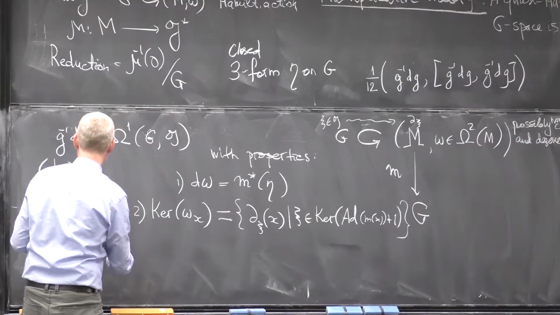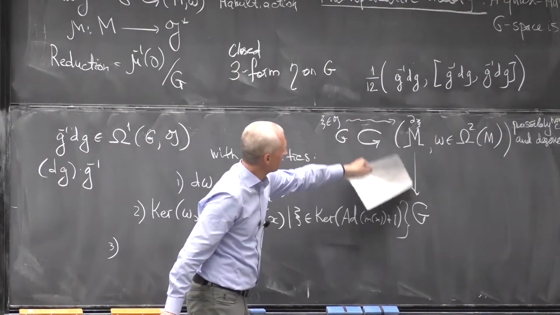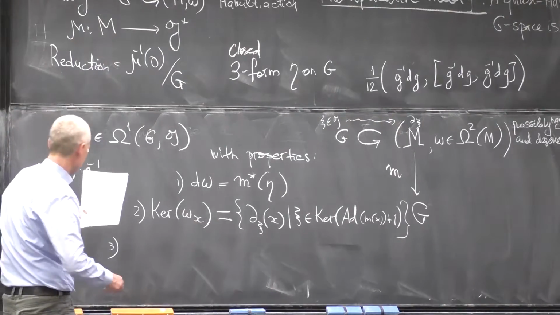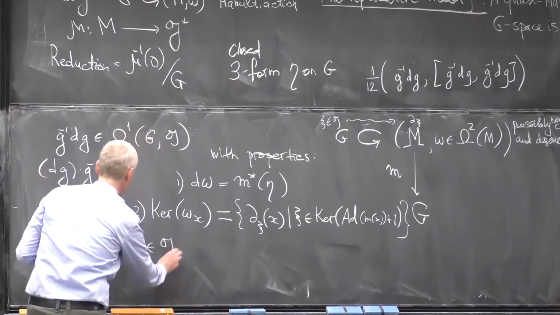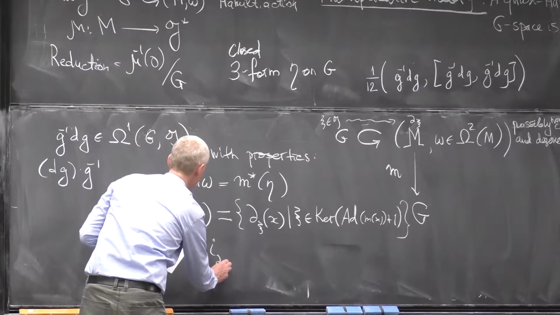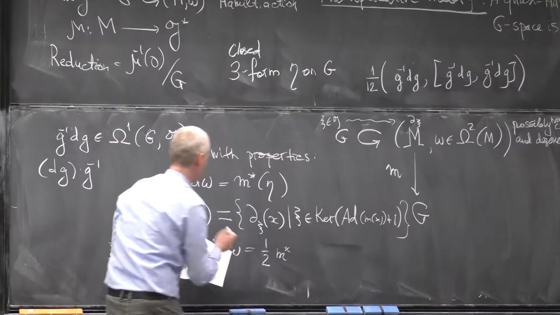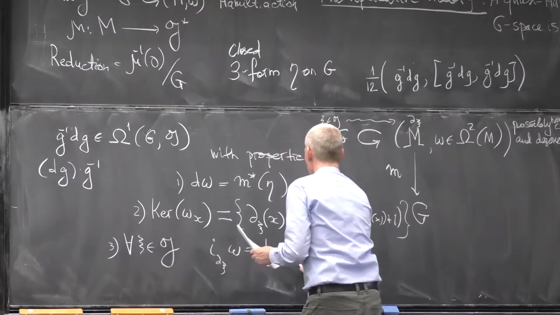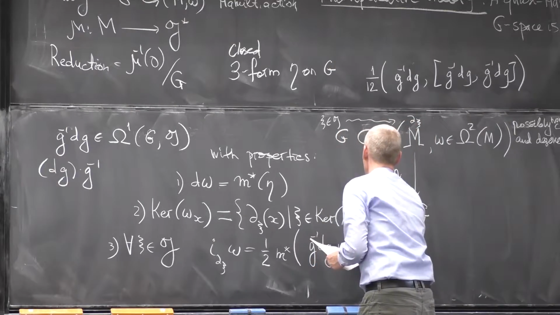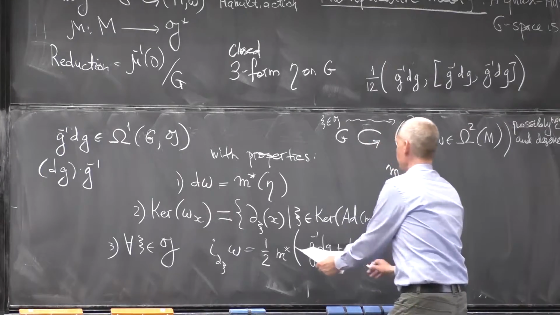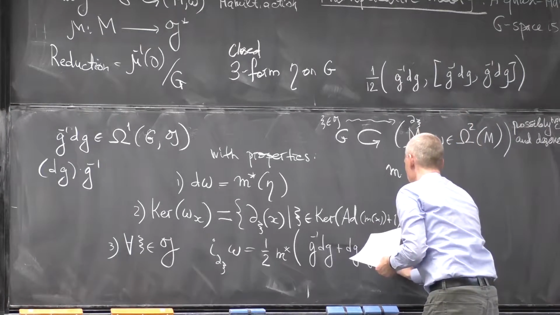And there is a third condition, which gives the compatibility between the two structures: for every psi in the Lie algebra, the contraction of omega with d psi is equal to 1/2 the pullback of a one-form. Here I take the scalar product of the vector-valued one-form g^-1 dg plus dg times g^-1, which is a one-form lying in the algebra, and so on.